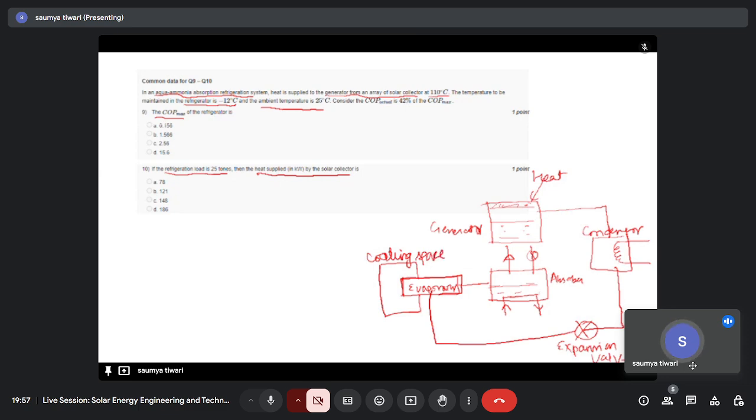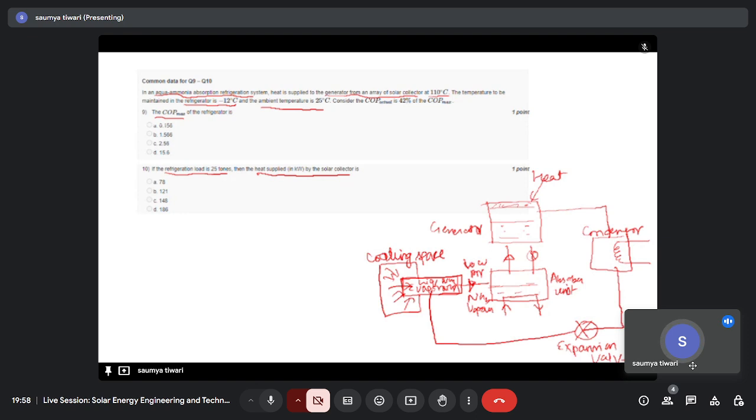The heat from this cooling space is used to evaporate the ammonia. Here we have liquid ammonia that will become vapor ammonia by using the heat from this particular space that needs to be cooled. After giving heat, obviously this space will be cooled. So from here we get your vapor ammonia, low pressure ammonia vapor. This goes into your absorber unit.